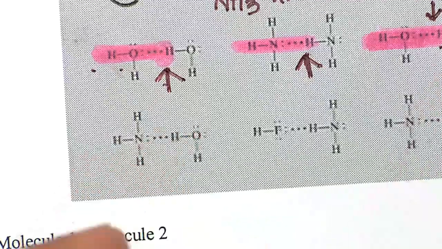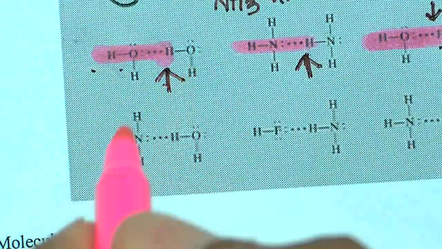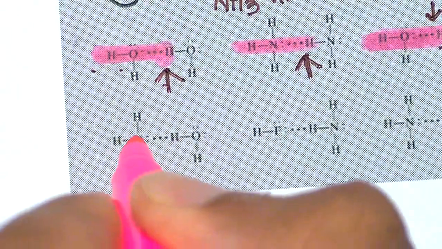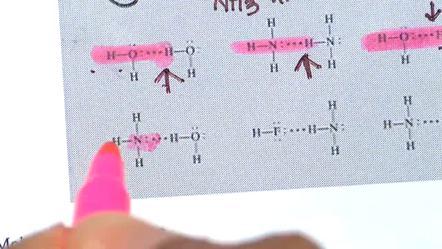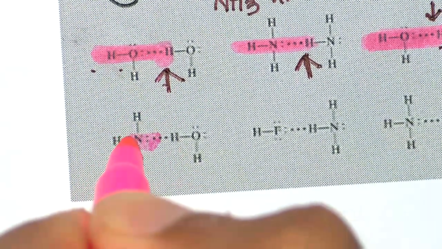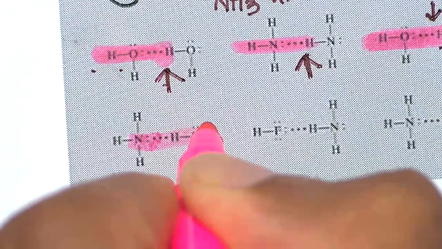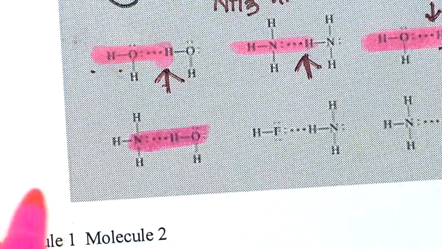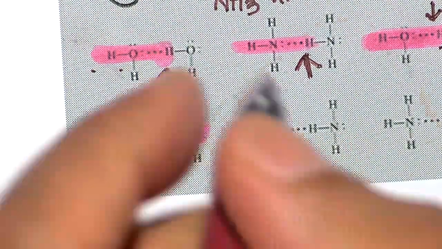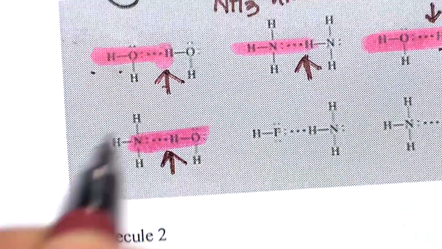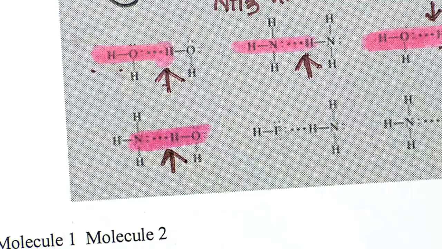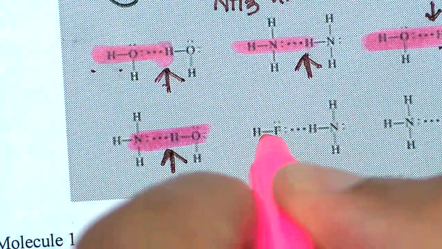And then we can move on here. Here we have NH3 and water. NHO. You see that hydrogen is from a second molecule. These are their hydrogen bonding patterns.